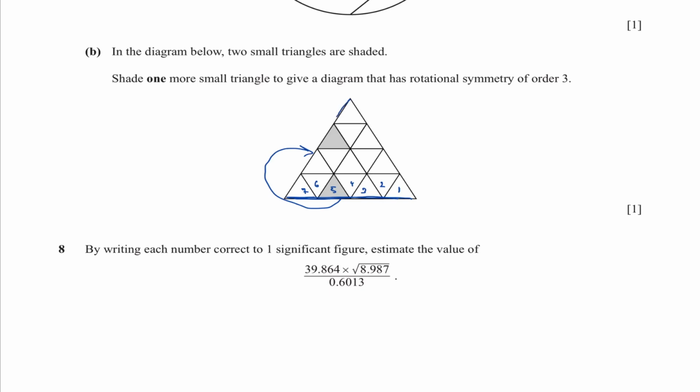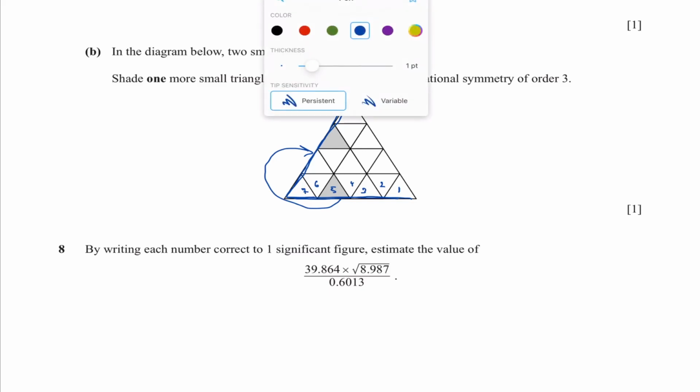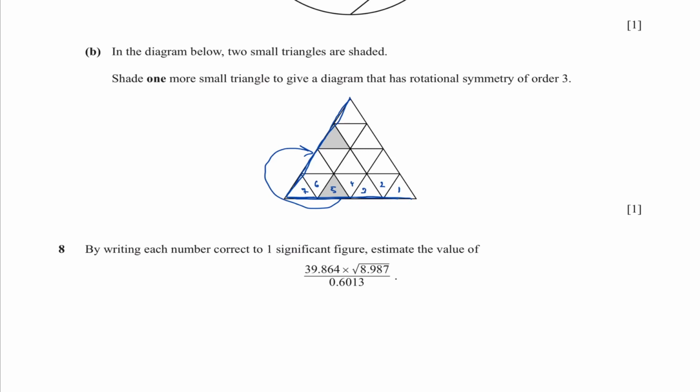Okay, and the triangle that's shaded should be the fifth triangle if we start counting from the bottom left. Okay, so let's start counting. 1, 2, 3, 4, 5, 6, 7. We can see again that it's the fifth triangle that is shaded.